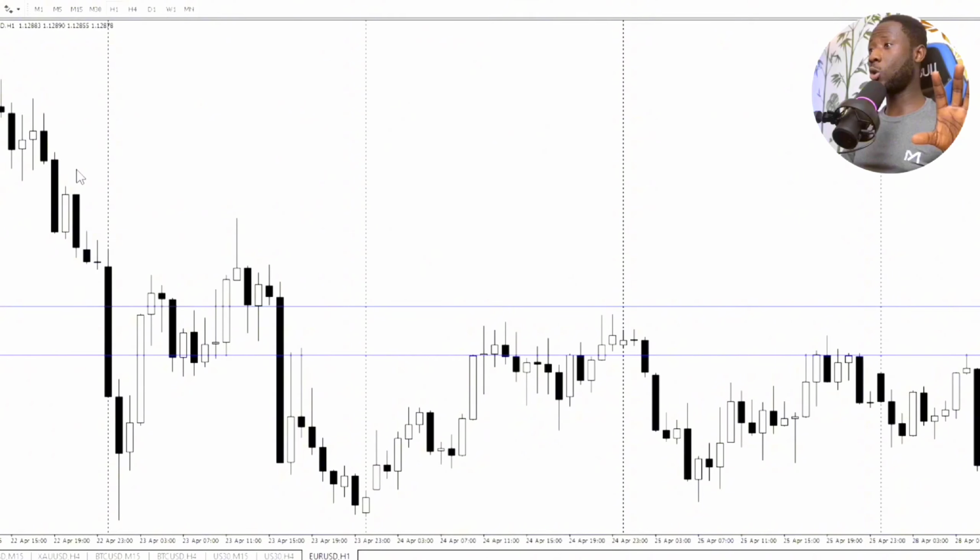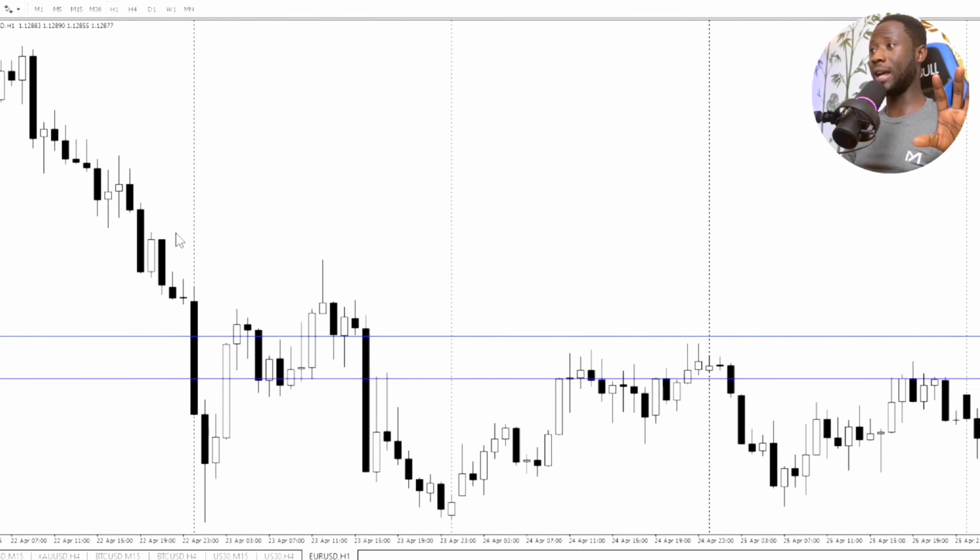So market was going down, right? And this gap was created, right? Market is bound to come back in that same area. And after that, what will it do? Continue back in the direction.